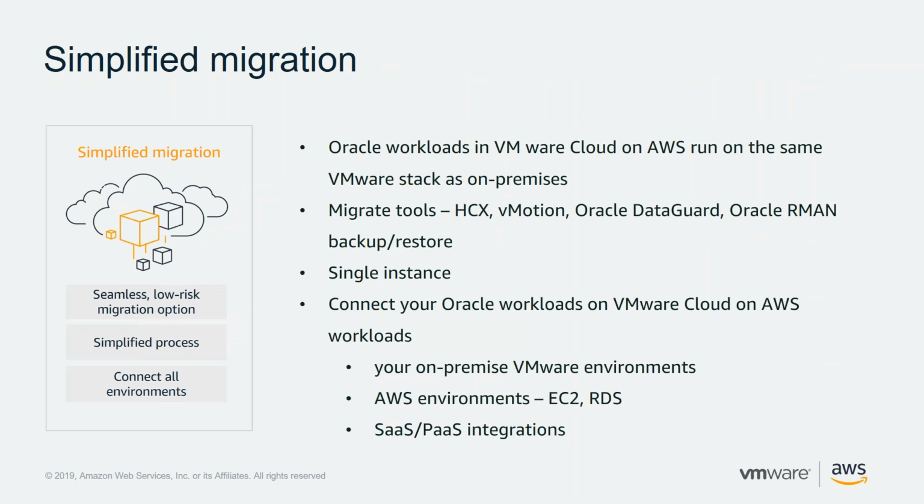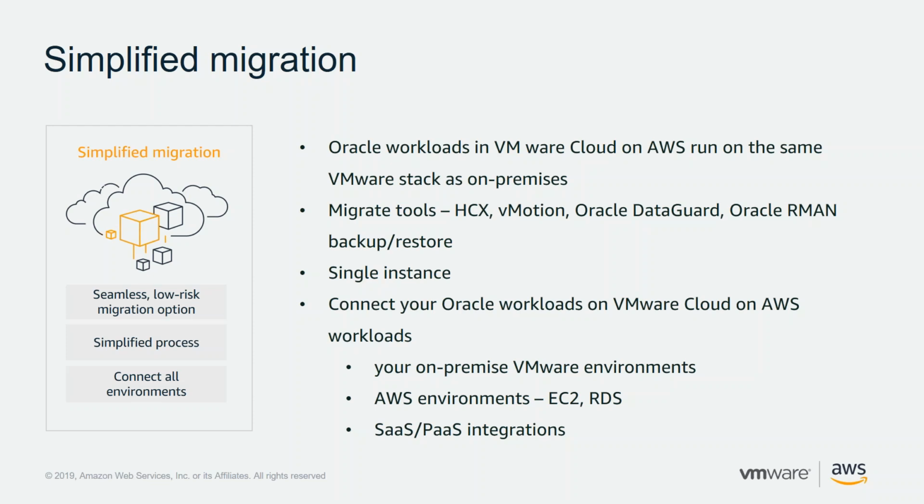Simplified migration. VMware Cloud on AWS provides a seamless, low-risk migration option. It's the same stack that runs on both VMware on-premises as well as VMware Cloud on AWS. So it's a low-risk migration option. In combination with this, you have migration tools like HCX, vMotion, and you can use the traditional tools like Oracle Data Guard, or if you choose to do so, you can use Oracle RMAN backup and restore.